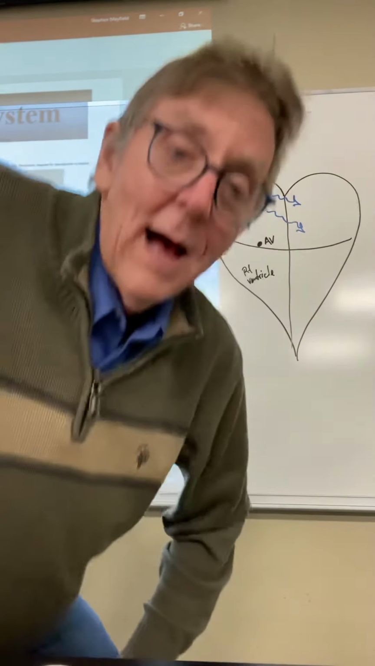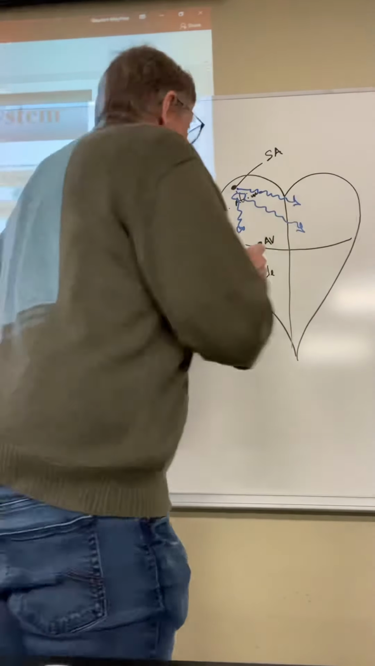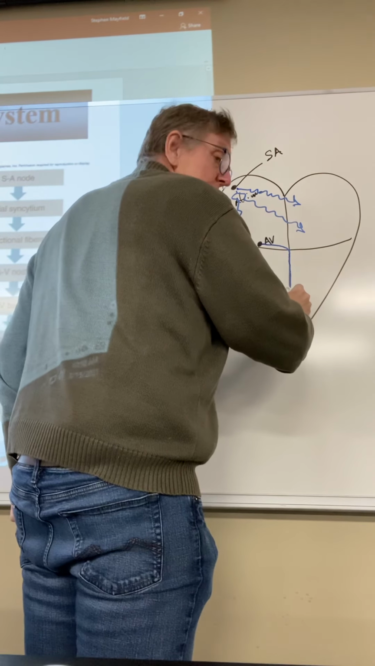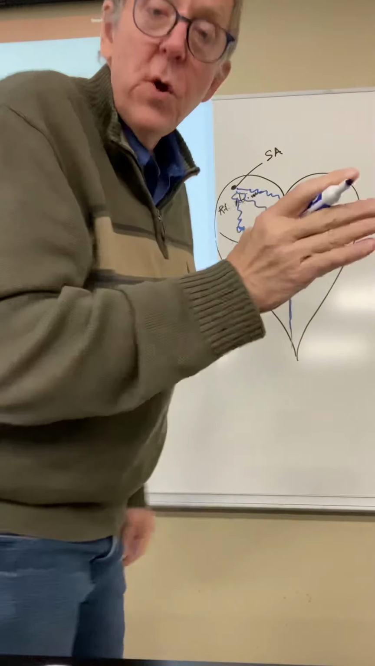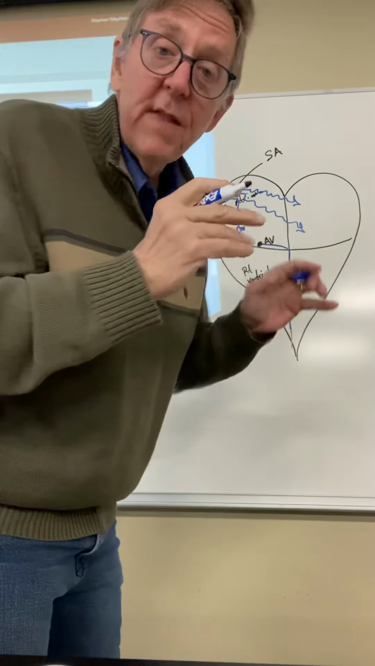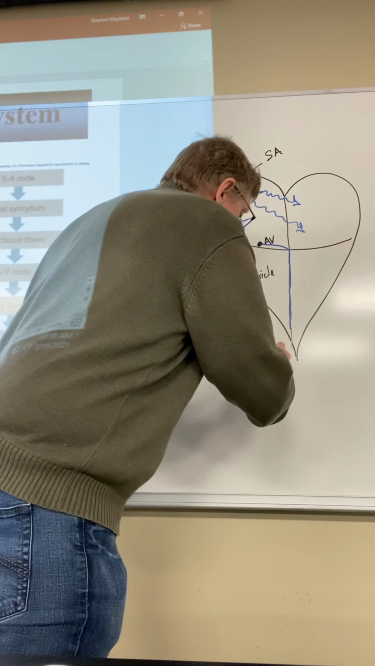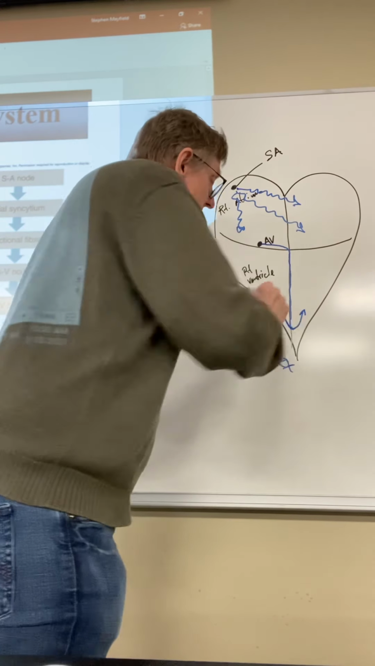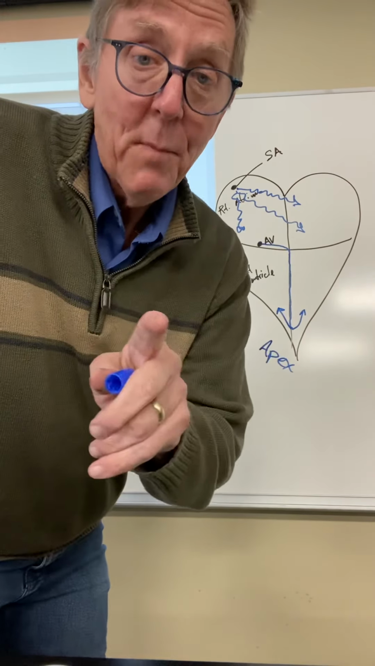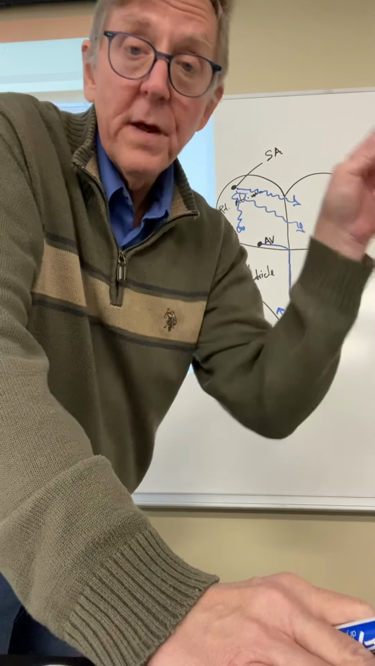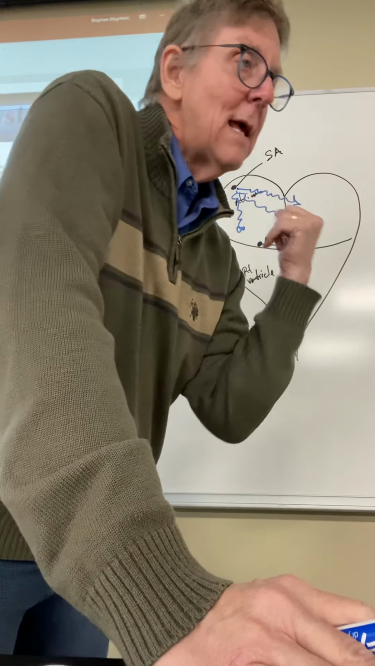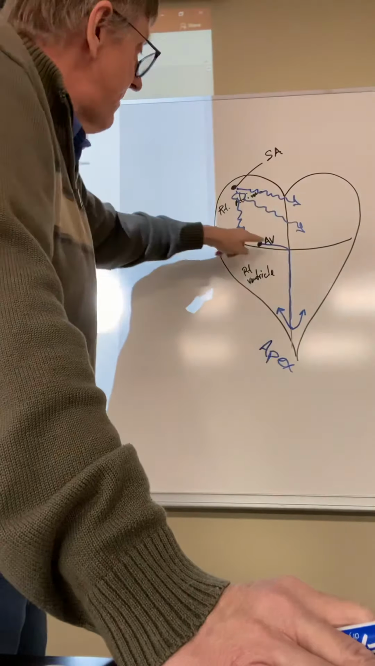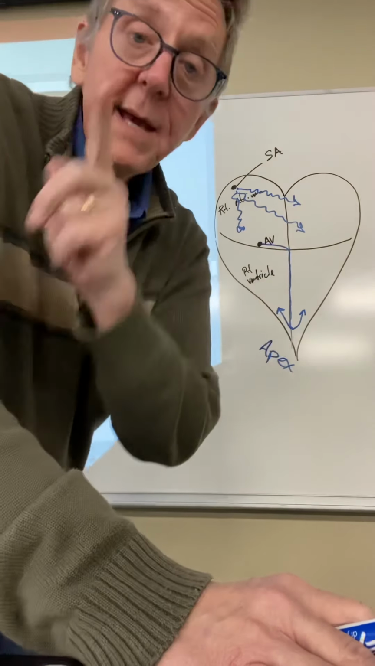And so what the signal does is it goes from the AV node down through the bundle branch, which is in the septum between the two ventricles. And when it gets to the apex of the heart, it then heads back up via Purkinje fibers. So we have the SA node to the AV node to the AV bundle to the bundle branch to Purkinje fibers.